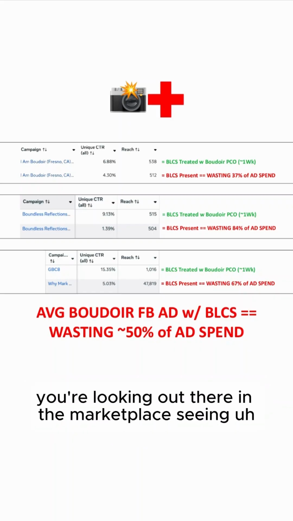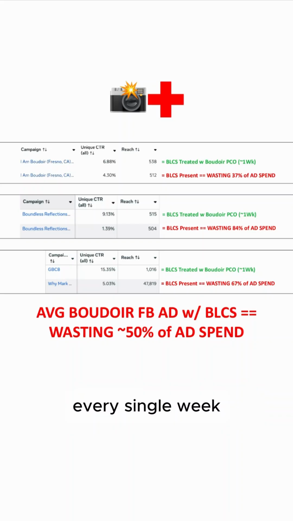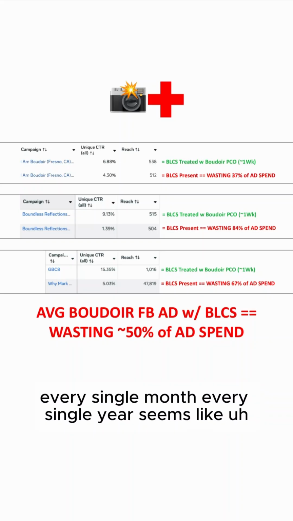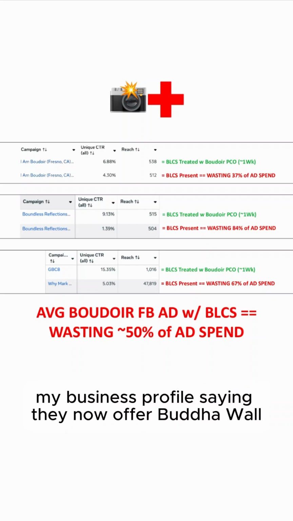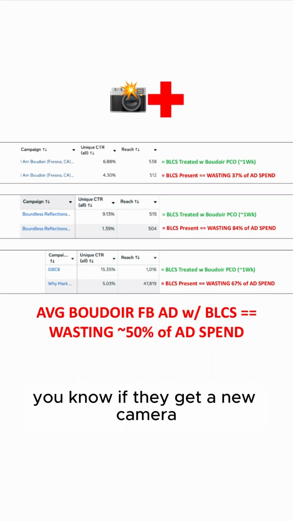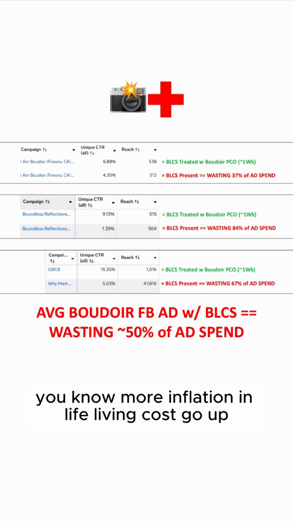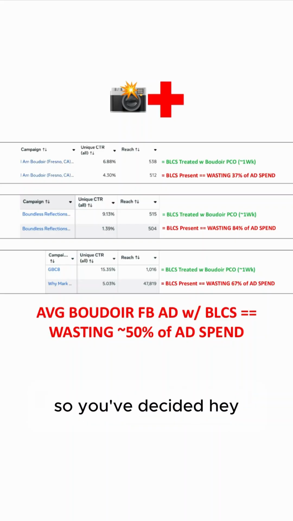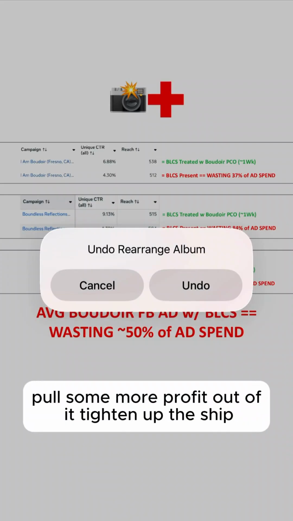and you're looking out there in the marketplace, seeing it's getting more saturated, kind of every single day, every single week, every single month, every single year. Seems like whenever anyone gets a new iPhone, they're also throwing up a new Google My Business profile saying they now offer Boudoir, or if they get a new camera, they're posting in the mom group saying they now offer Boudoir. So there's more service providers, same number of buyers, more competition, and you're also seeing more inflation in life, living costs go up. So you decided, hey, you've got to optimize the business here, pull some more profit out of it, tighten up the ship.